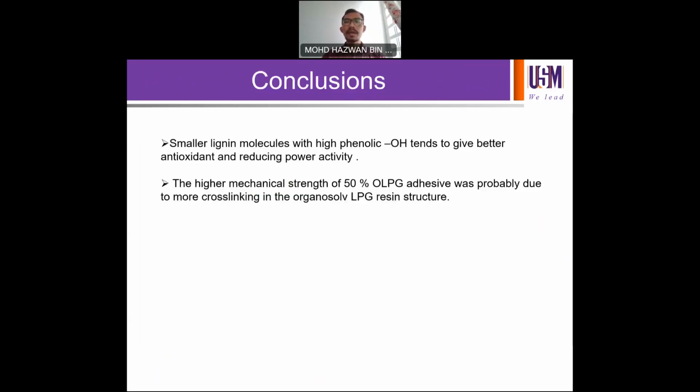As a conclusion, we found that smaller fragments of lignin obtained from the organosolv pulping process produce a higher phenolic OH content, and this higher phenolic content contributes more reactive sites for cross-linking to happen. The higher mechanical strength of 50% organosolv lignin phenol glycol was probably due to more cross-linking, as I said earlier, because of the higher phenolic content in the organosolv lignin phenol glycol resin structure.